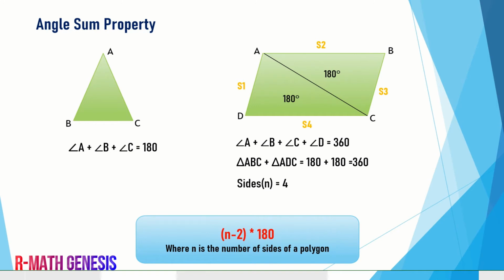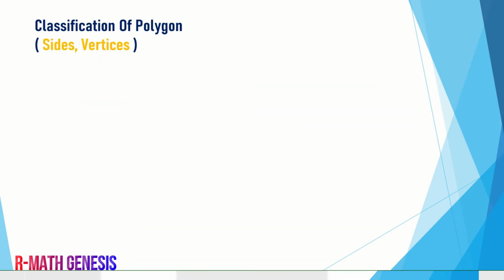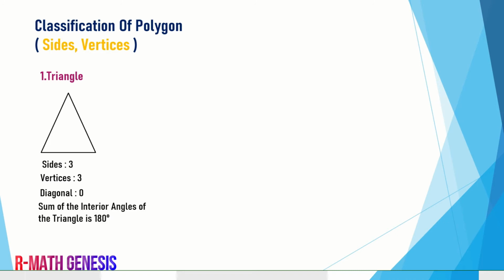Alright, next, classification of polygons. Polygons are classified based on their sides and vertices. For example, a triangle has how many sides? 3 sides. And vertices? 3 vertices. Sides are 3, vertices are 3. Then what about a diagonal? Can we draw a diagonal in a triangle? No. So diagonals will be 0. One more thing, what is the sum of the angles of a triangle? It is 180 degrees.